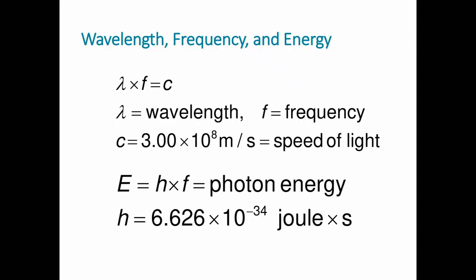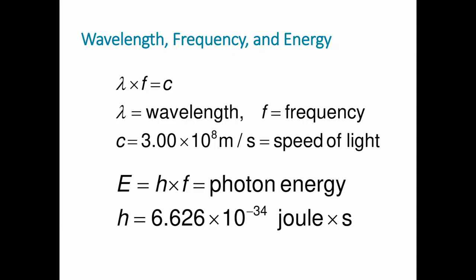And that speed of light is 3 times 10 to the 8 meters per second in a vacuum. We'll talk about how light behaves in other mediums in a second. If you want the energy of a photon, you take the frequency and multiply it by this constant h. H has these weird numbers, and this is the Planck constant. So this formula is where you start getting into the quantum nature of light and it acting like a particle.